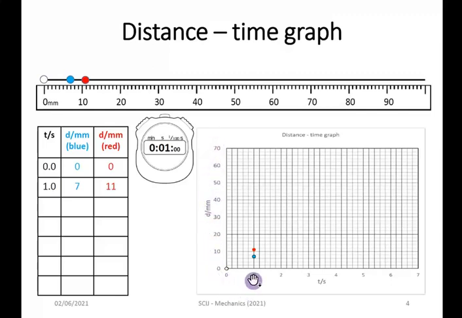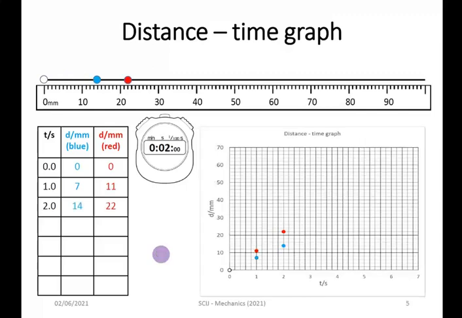So after 1 second, what will be the distances of the particles from their original position? The blue one has moved 7. You can read from here. We have the 0 point, and it has moved 7 millimeters, and that's where we put the point. Then the red one would have moved 11 millimeters, and that's where we put the point. That's for the first 1 second. Let's see what happens in the second.